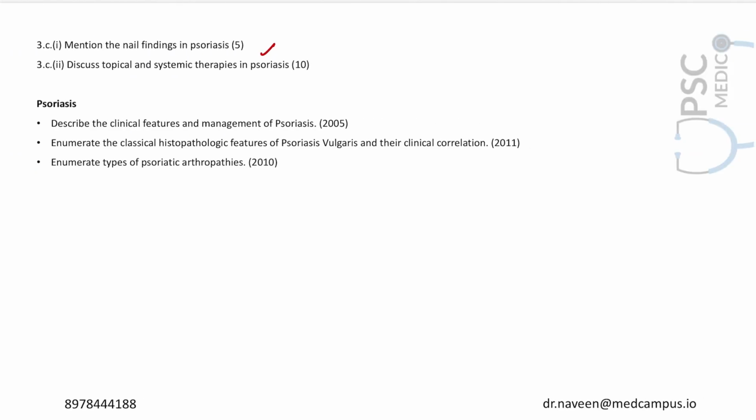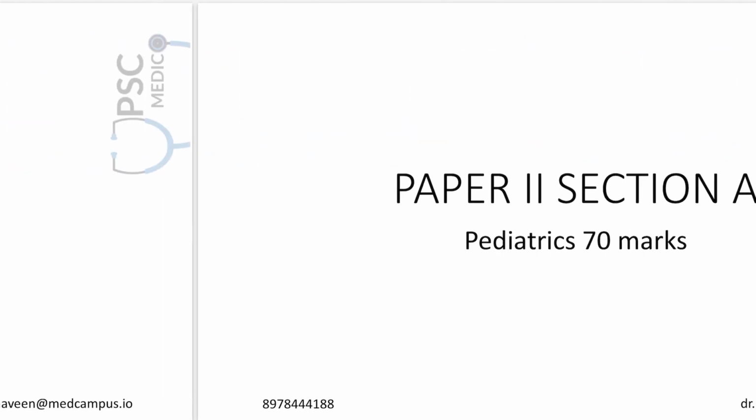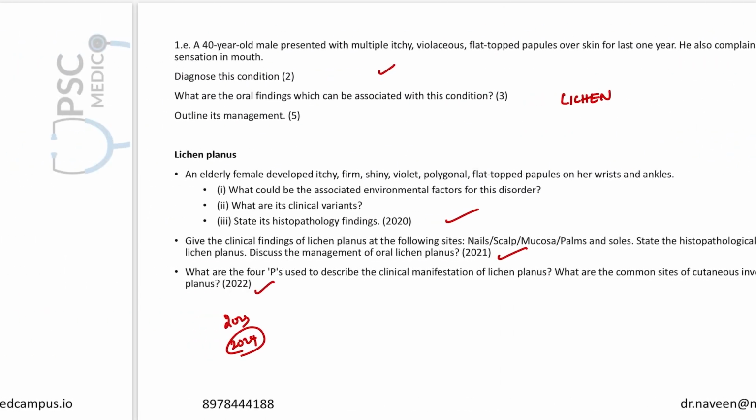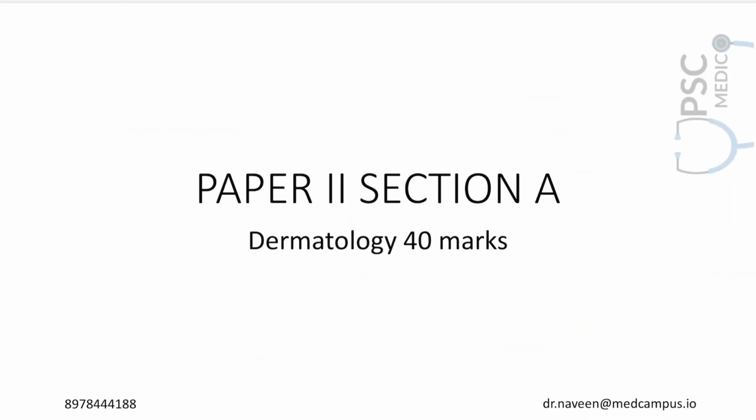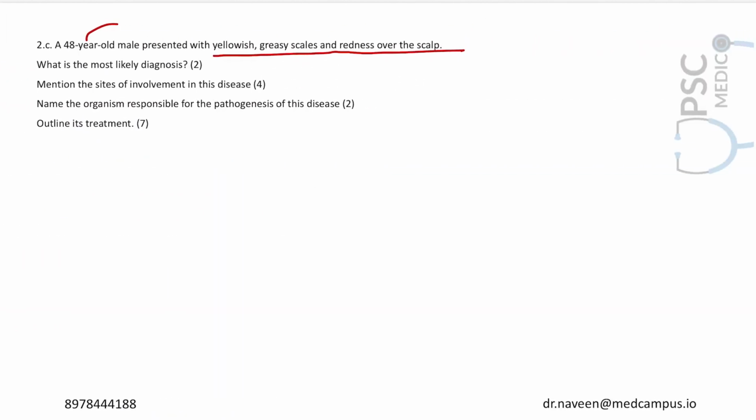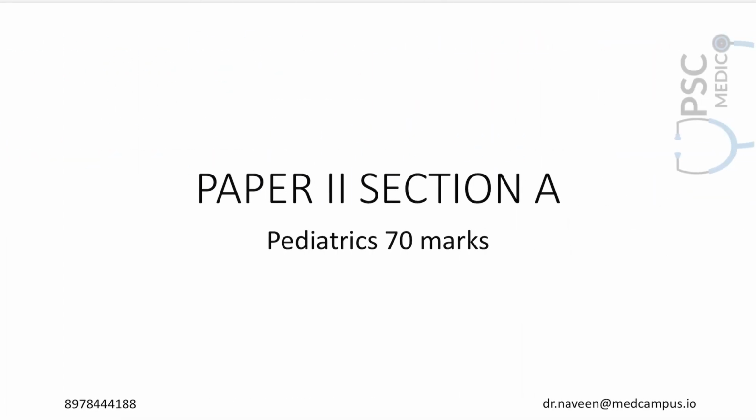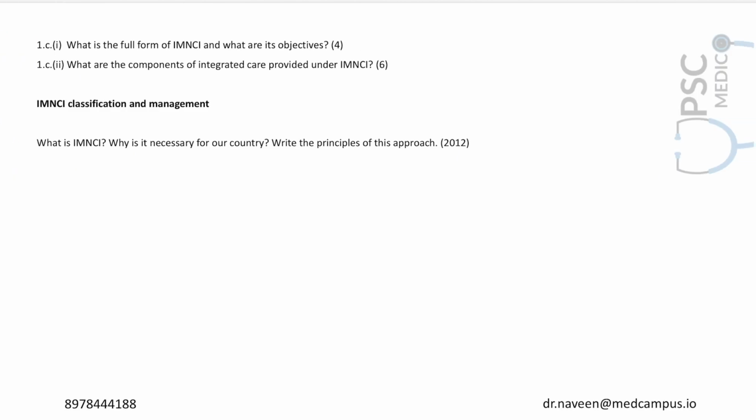That's it. The 2 questions, and psoriasis is a common question. Like 3 questions from dermatology, pretty easy. This time weightage was a little less. Last time they asked about 45 marks or 50 marks of derma. This time it's only 40 marks. Lichen planus, seborrheic dermatitis, and psoriasis. Pediatrics, you're lucky.